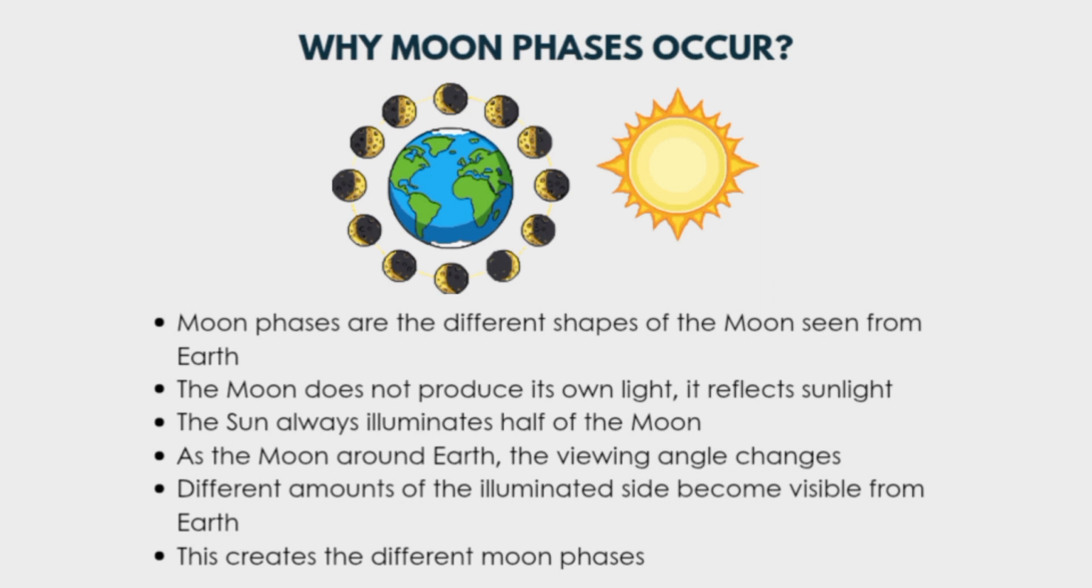Now, I would like to explain why moon phases happen. Moon phases happen because the moon revolves around the Earth while reflecting the sunlight. The moon does not produce its own light, instead, it reflects light from the sun. As the moon moves around the Earth, the angle between the sun, Earth, and moon changes. This causes the moon to appear in different shapes, known as phases.